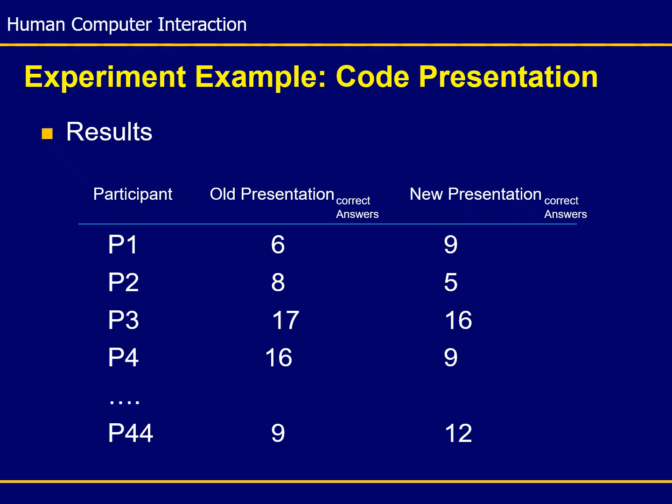Now they got those results. For every participant there is the number of correct answers using the old presentation and the number of correct answers using the new presentation. And as you see here, we have some numbers. The question is, what should we do with these numbers? What we should do is statistical analysis. Now let me tell you a little bit about statistics here.